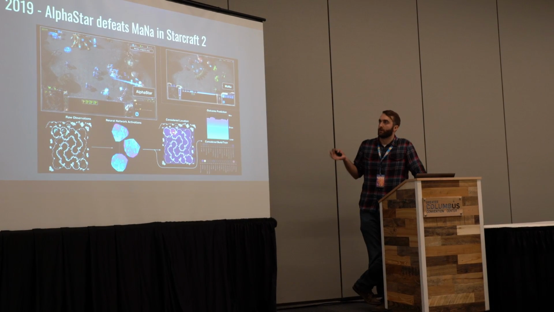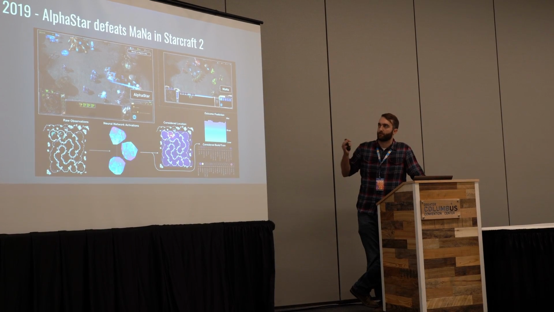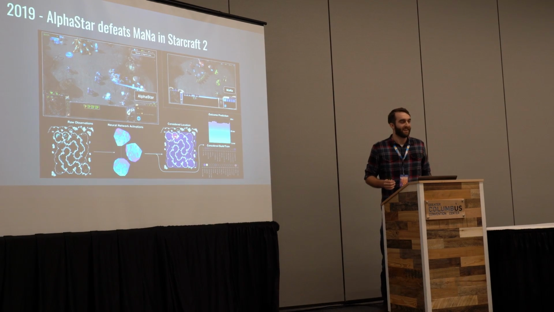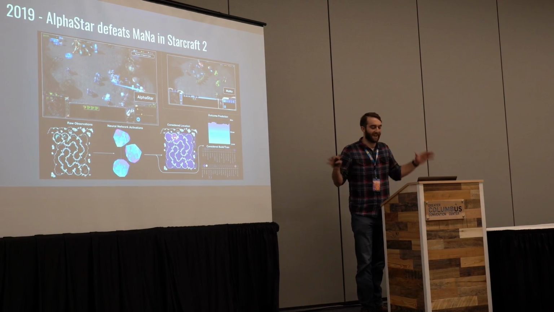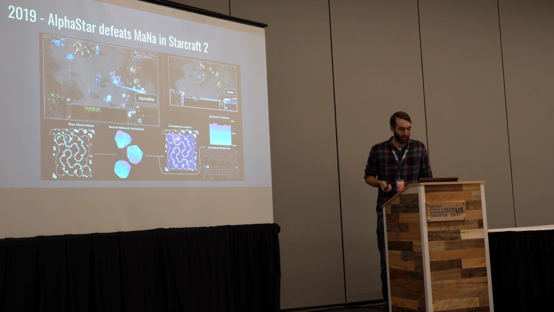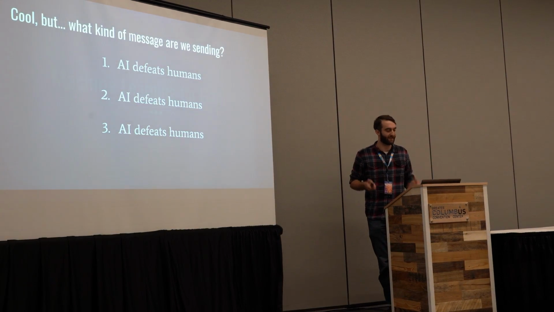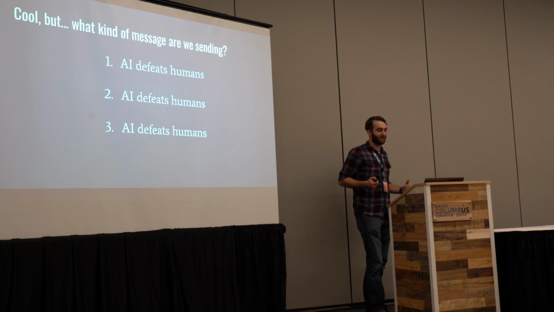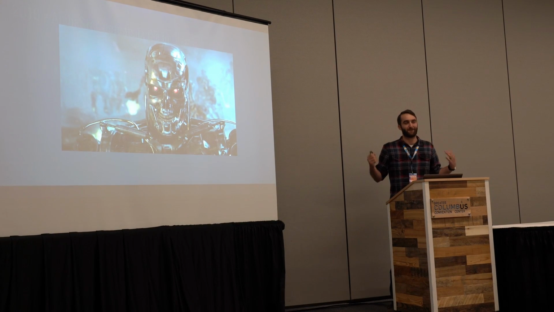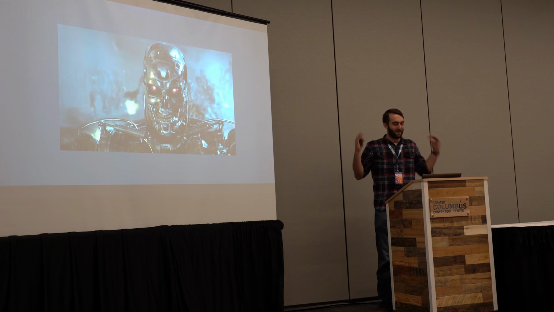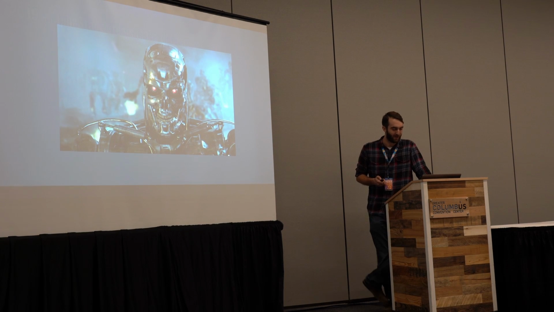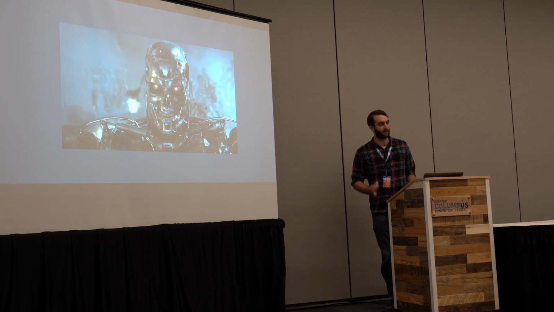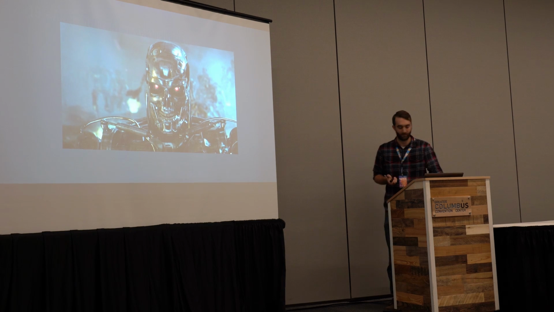So AlphaStar, Google's algorithm, was able to beat Mana, who's one of the top players. And he didn't win a single game against the AI. He came in all excited, all cocky, and he just got completely shut down. So what is the message that we're getting at this point in time, right? It's like AI defeats humans, it keeps defeating humans. I really don't like where this is going, you know? It's like, this is not what I signed up for. So that's what I call games for machine learning. It's like, how can we make machine learning better using games?